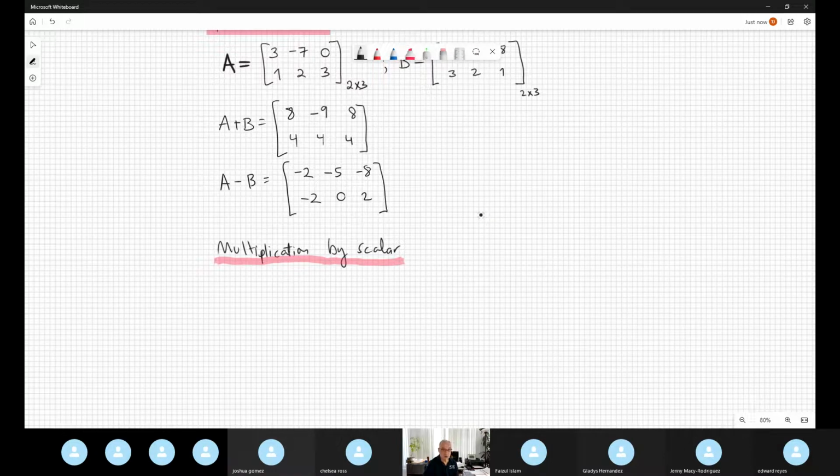Okay, so now multiplication by a scalar. I say that a scalar is just a number, not a matrix, only one number. For example, 5. When you multiply 5 times A, it's a multiplication by a scalar, and you multiply every entry by 5. So 15, negative 35, 0, because 5 times 0 is 0, 5 times 1 is 5, 5 times 2 is 10, and 5 times 3 is 15. Do you understand multiplication by scalar?